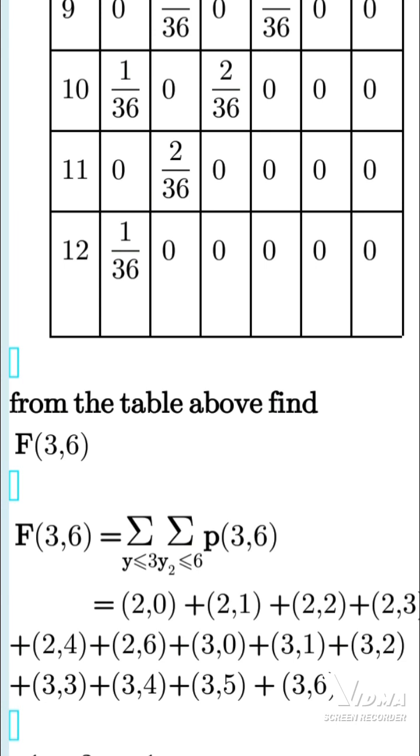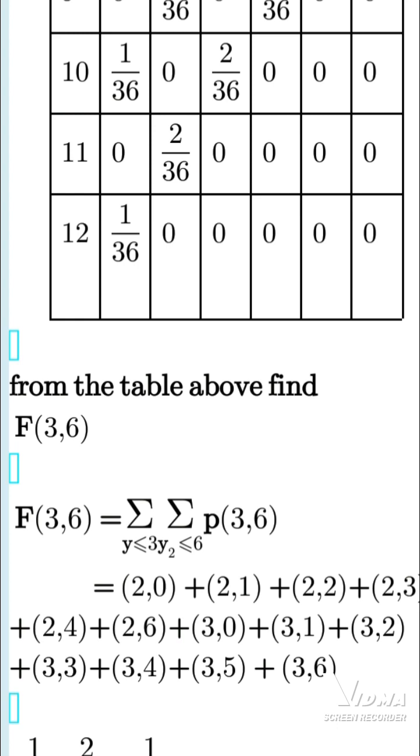So you stop at the point at which the probability stops, that is 3, 6. So you start from 2, 0, 2, 1, 2, 2, 2, 3, 2, 4, 2, 6. Then that's for 2, 6. Then you move to the next phase. That's 3, 0, 3, 1, 3, 2 up to 3, 6.